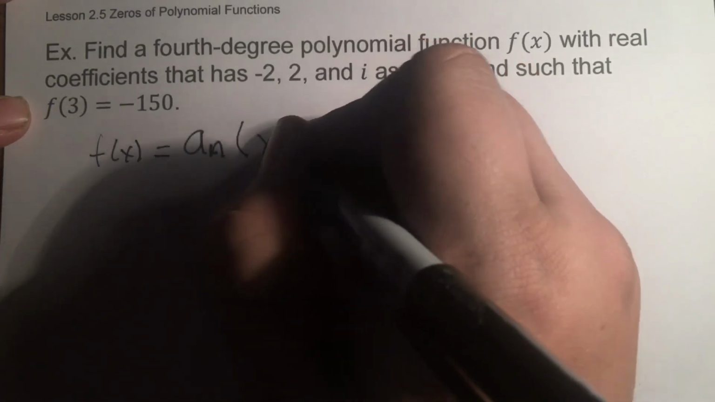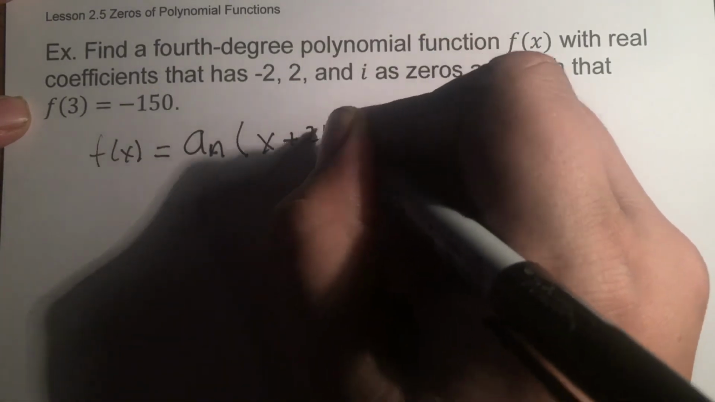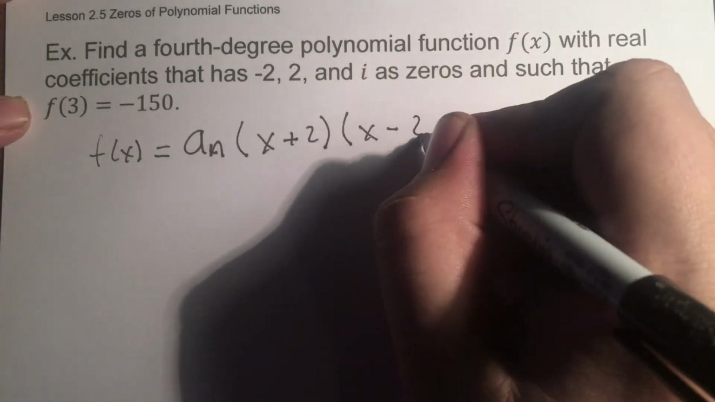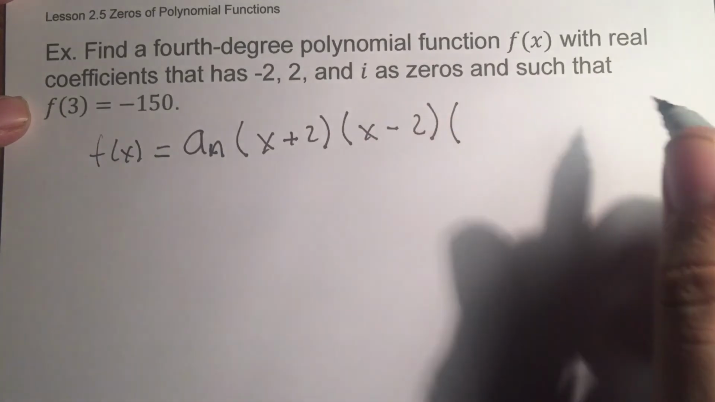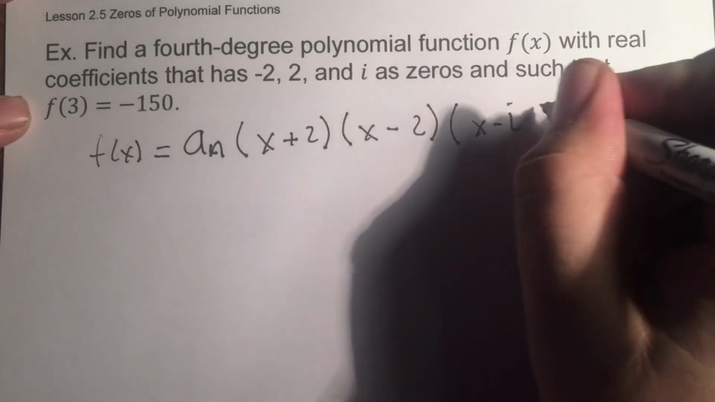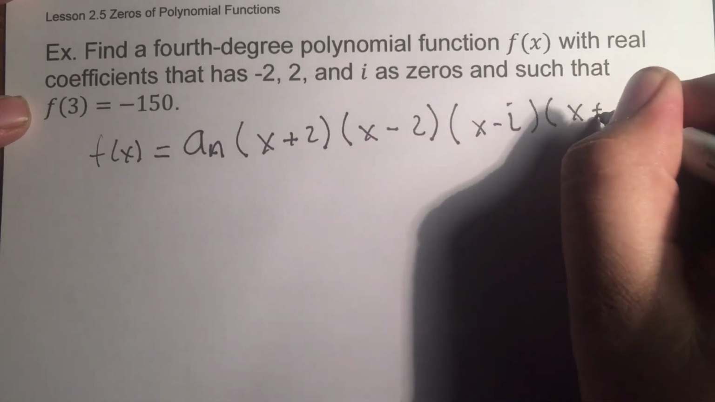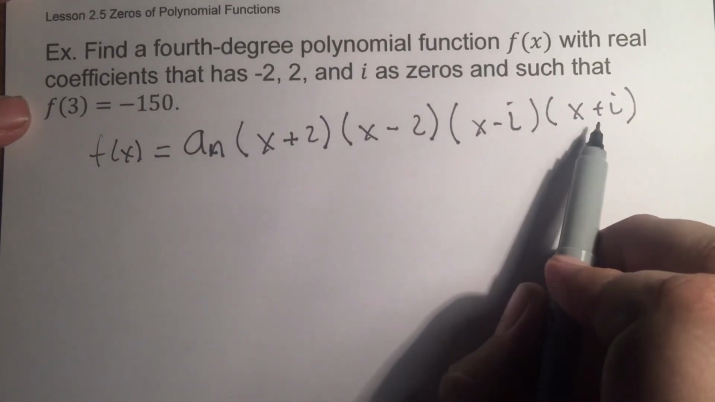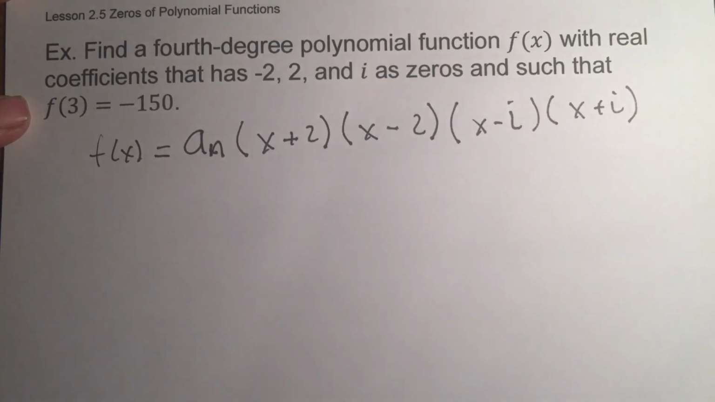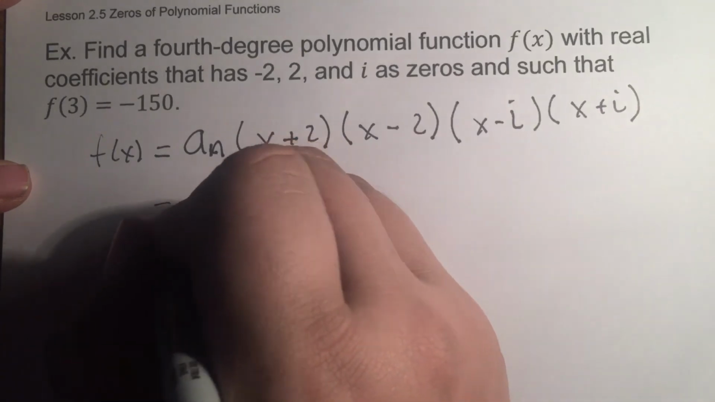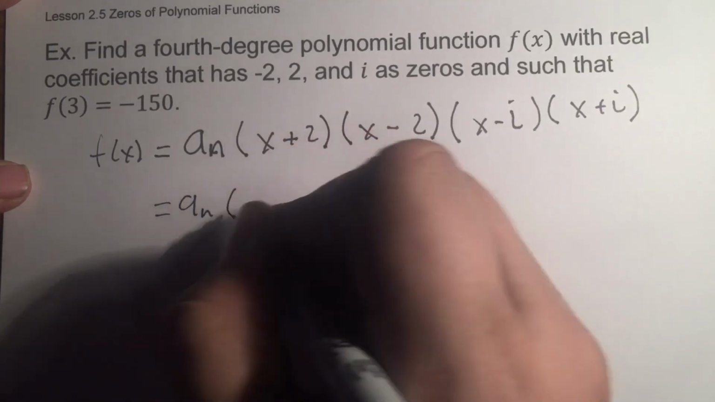times x minus our zero, so this one would be x plus 2, times x minus the next zero, which would be 2. Now, because there's i, we know we have to have x minus i and its conjugate x plus i. Complex zeros always come in pairs. One's a minus, one's a plus. From here, we're going to multiply stuff out. So equals a sub n.